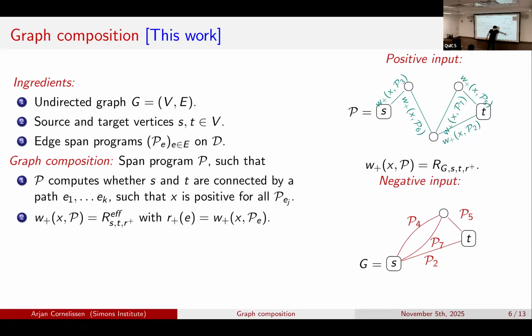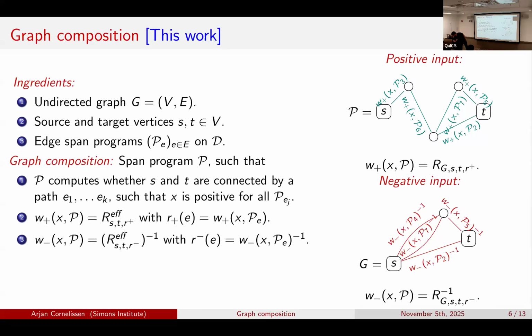Then all the remaining edges will be negative, since all the edges that remain have a negative input. So I put the inverse of the negative witnesses on those edges, and the negative witness size will be the inverse of the effective resistance of this graph. There's a bunch of steps here, and I don't expect you to remember all of this, but I want to highlight that for both the positive and negative witness, there's some effective resistance computation that tells you what the new witnesses are.